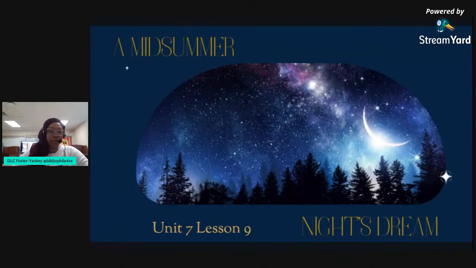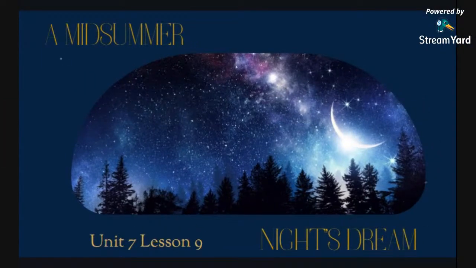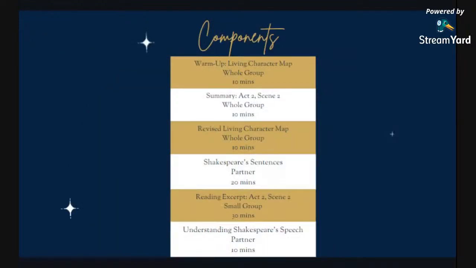I am DLC Foster-Yankey, and in this video, I'll be talking about Lesson 9, Living Character Map in the 5th grade Unit 7, Midsummer Night's Dream. Okay, so we have 6 components that Lesson 9 is divided into to make up the 90-minute ELA block, and we'll talk more about each of those throughout the video.